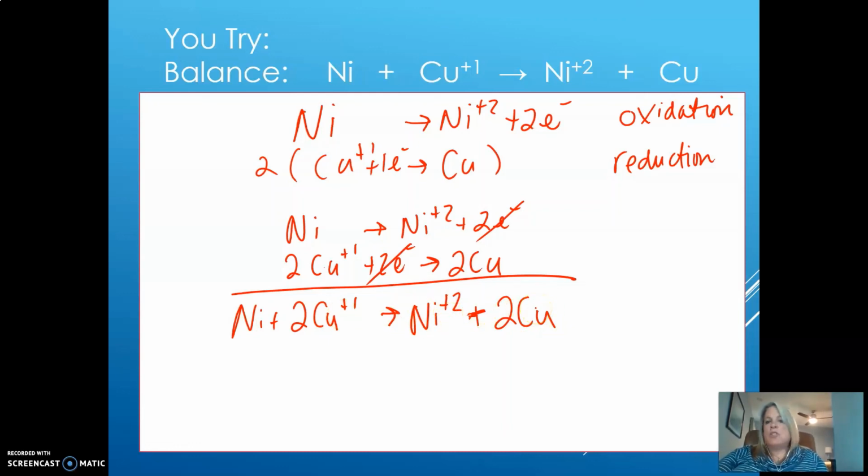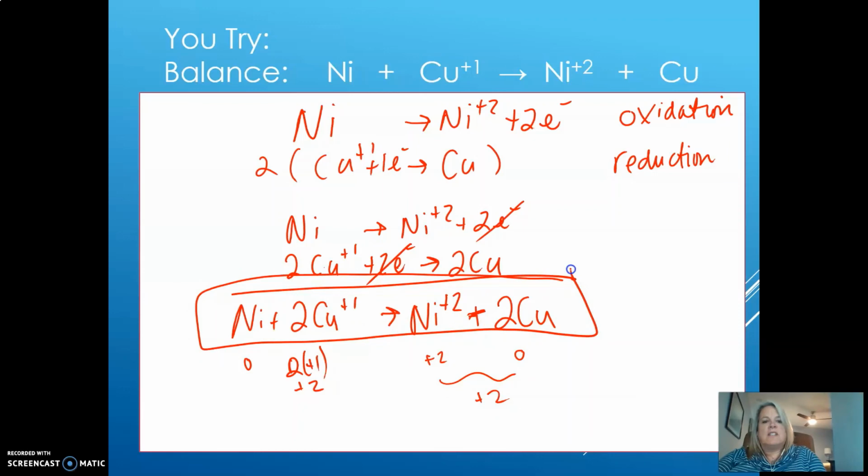And again, always check. I have 1 nickel, 2 copper, 2 copper. Here, the total charge is, this is 0. This is 2 times +1 or a +2. That means this side has to be +2. And if I look, that is the case. This is +2. So if you got that, you did it right.